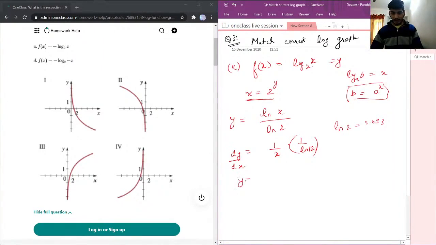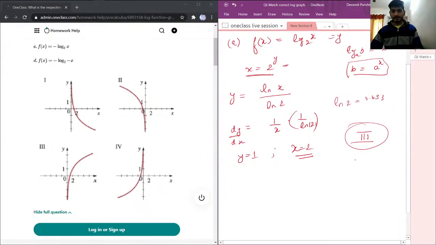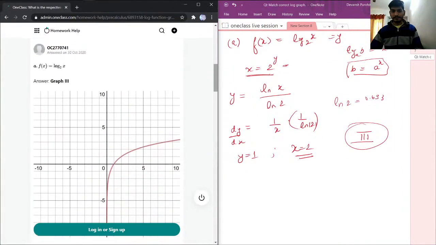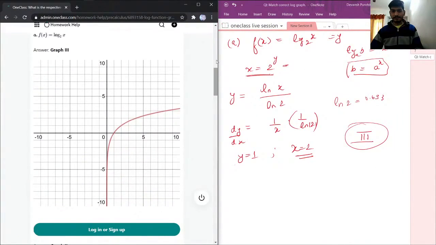If I put y equal to 1 in this equation, my x will be 2, so it is going to be a positive value. So we can clearly see that with a positive slope, and for y equal to 1 we have a positive x value, for A the option is going to be 3. We'll just cross check with the solution given by Junior Tutor. So yeah, this is the correct solution.